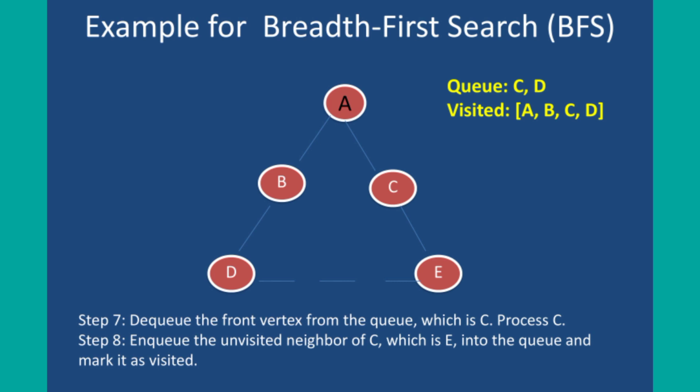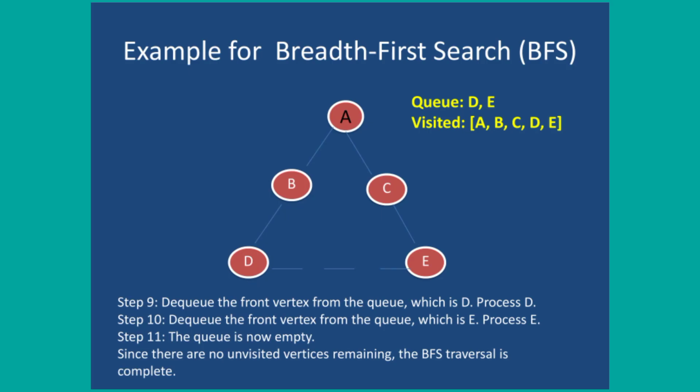Step 7. Dequeue the front vertex from the queue, which is C. Process C. Step 8. Enqueue the unvisited neighbor of C, which is E, into the queue and mark it as visited. Step 9. Dequeue the front vertex from the queue, which is D. Process D. Step 10. Dequeue the front vertex from the queue, which is E. Process E. Step 11. The queue is now empty. Since there are no unvisited vertices remaining, the BFS traversal is complete.